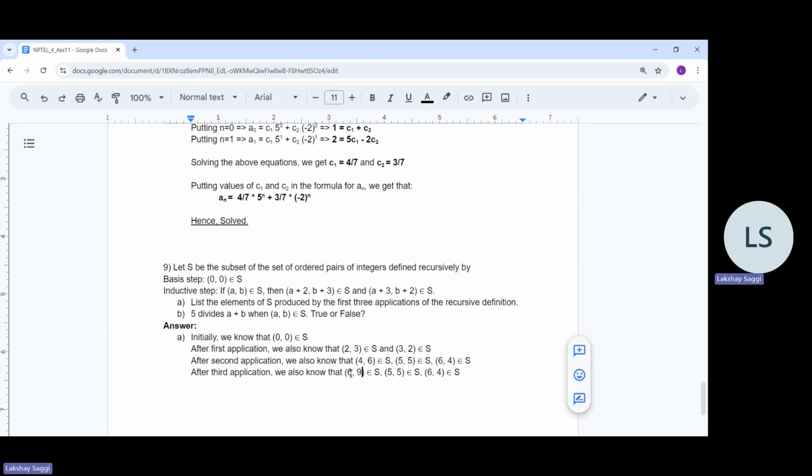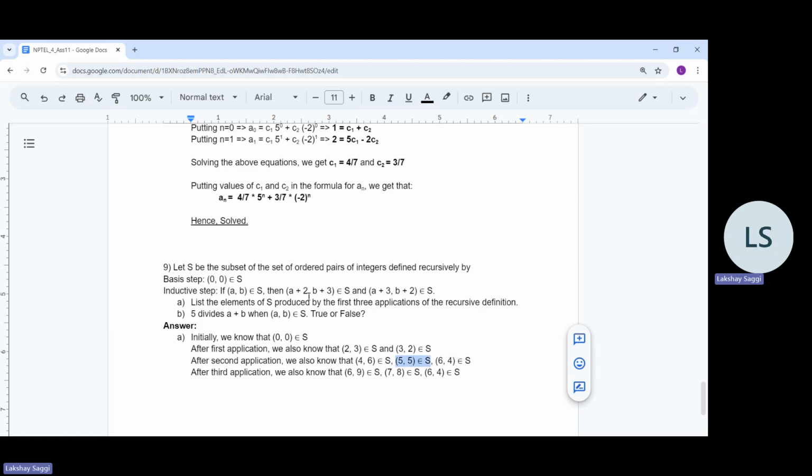So we now know that 6 comma 9 also belongs to S. Similarly, A plus 3 comma B plus 2 will give us 7 comma 8. So 7 comma 8 also belongs to S. So 6 comma 9 and 7 comma 8 we obtained using this 4 comma 6. And now we also know that 5 comma 5 belongs to S. So A equals 5, B equals 5.